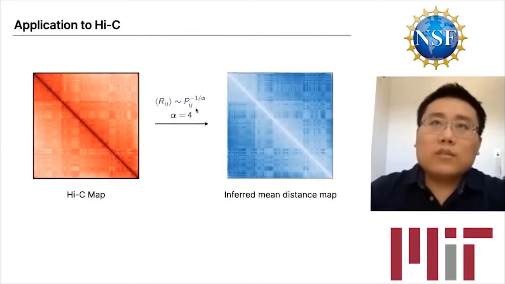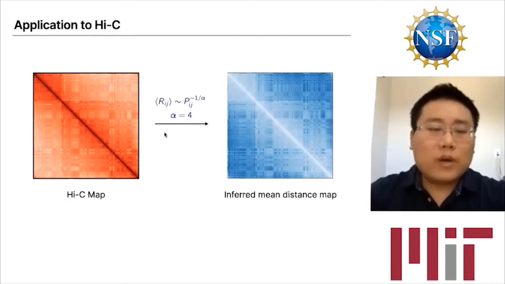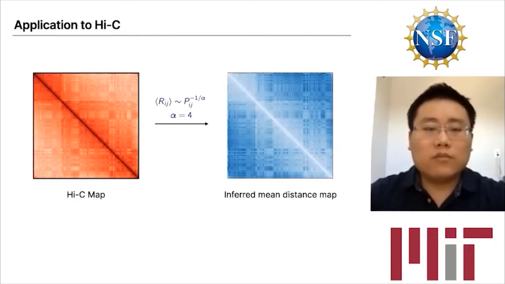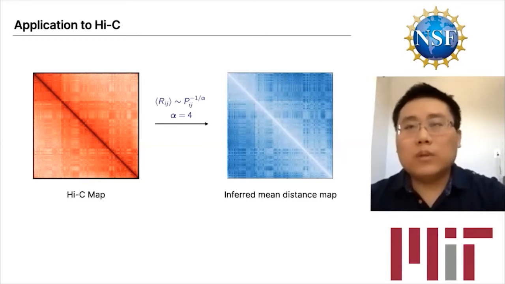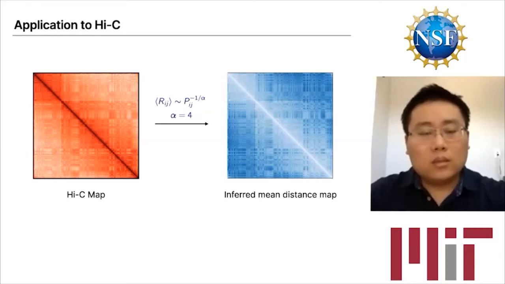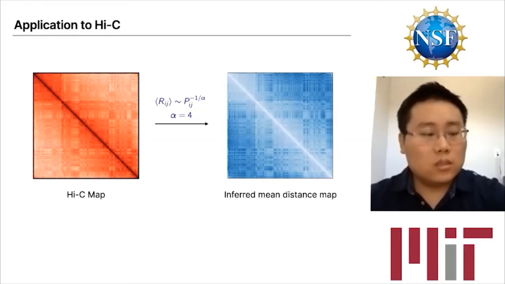So once we have this power law relation and the value of alpha, we can straightforwardly convert the HiC contact map to an inferred mean distance map. And we believe this is a good starting point because it contains the direct information about the distance between loci.